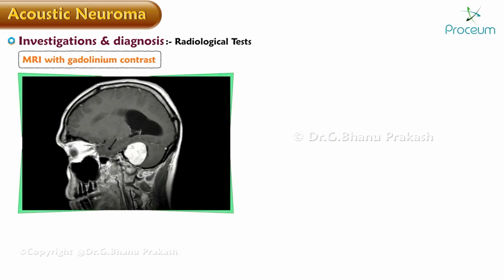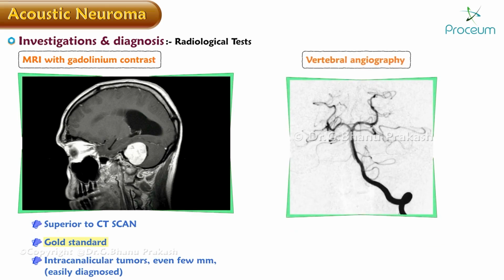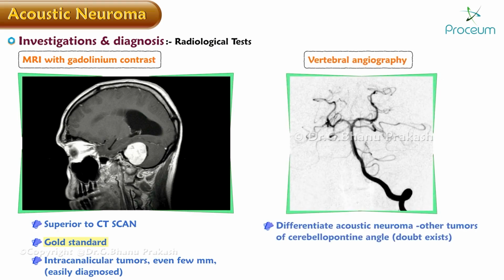MRI with gadolinium contrast. It's superior to a computed tomography scan and is the gold standard for the diagnosis of acoustic neuroma. Intracanalicular tumors, even a few millimeters in size, can be easily diagnosed by this method. Vertebral angiography. This is helpful to differentiate acoustic neuroma from other tumors of the cerebellopontine angle when doubt exists.